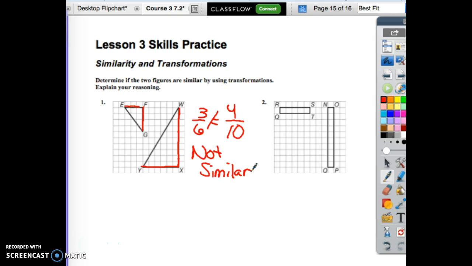Okay, this one hopefully you can look and see just by looking at it that it's not similar, but we'll prove it with the math. So that side's 1 over 1. Then this side is 5. Well, there's no way this is 5. That's 10. 1 over 1 does not equal 5/10, so those are not similar.